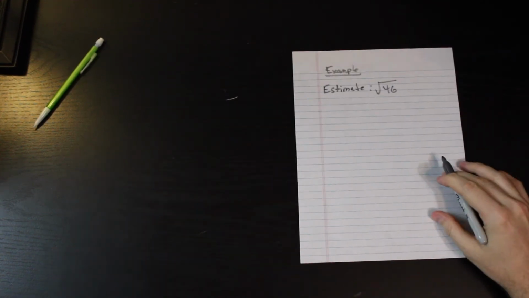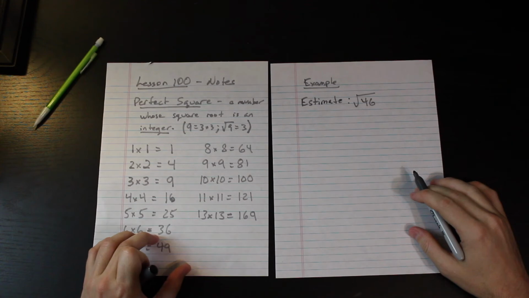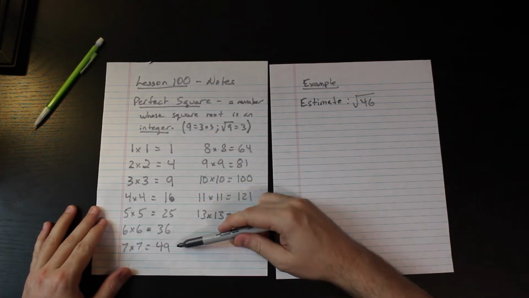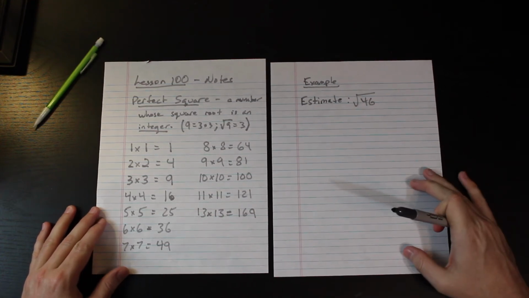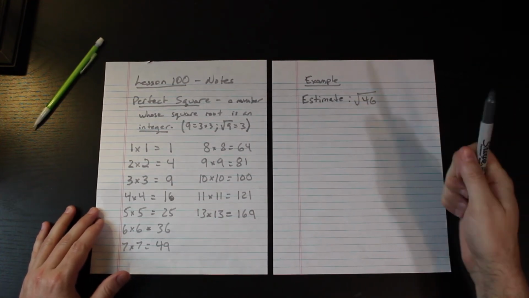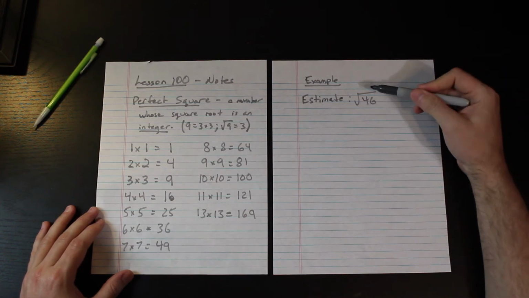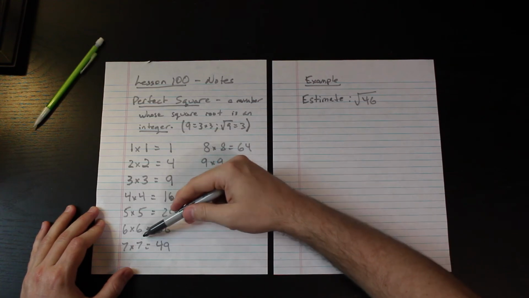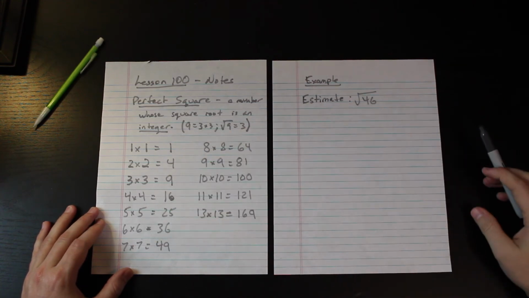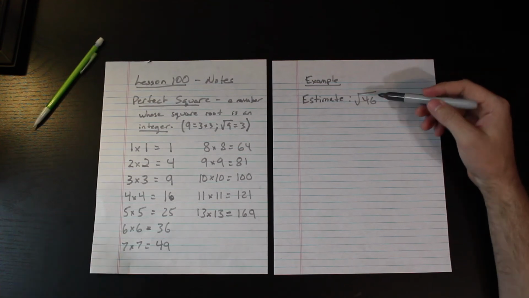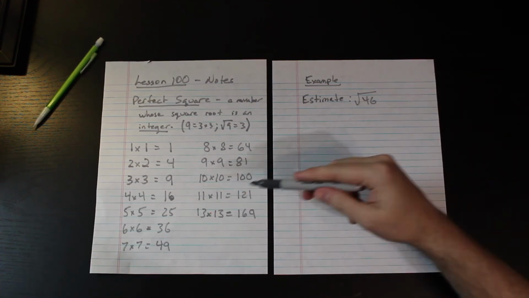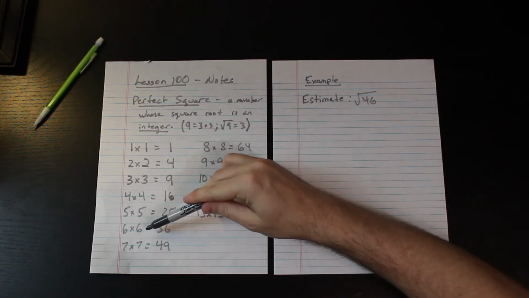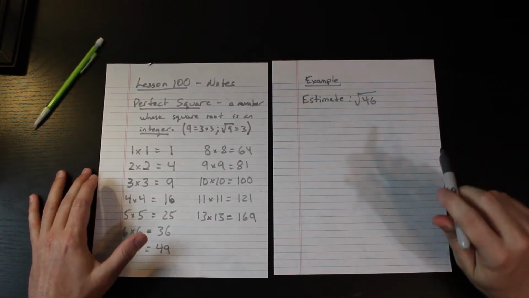To do this, we first should notice that the number 46 is larger than 36 and smaller than 49. What does this tell us? It tells us that the square root of 46 must be between 6, the square root of 36, and 7, the square root of 49. And since 46 is much closer to 49 than to 36, we should expect that the answer will be a little bit closer to 7 than to 6. Let's draw this on a number line.